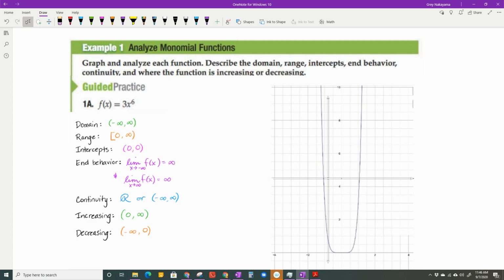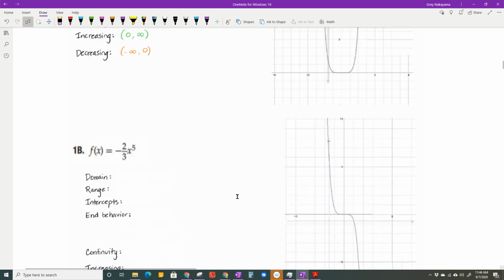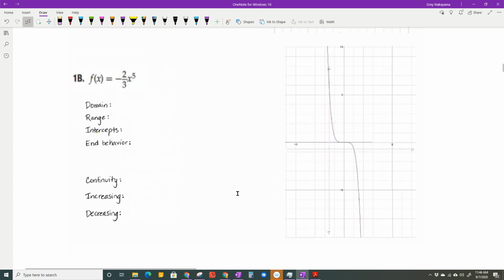All right, so I'm going to do some more examples because they're different functions as you look at them. All right, so 1b says f of x equals negative 2/3 x to the 5th, okay? So first thing I'm looking at is the fact that this is an odd number, so my arrows are in different directions. Then I'm looking at this, and it's a negative. So an odd normally goes down and then up, but since it's a negative, it does the opposite: it starts going up and then goes down. So my domain and range are still the same. All real numbers, negative infinity to positive infinity. My intercept still crosses at 0, 0.